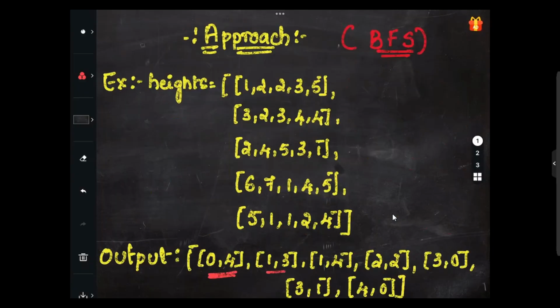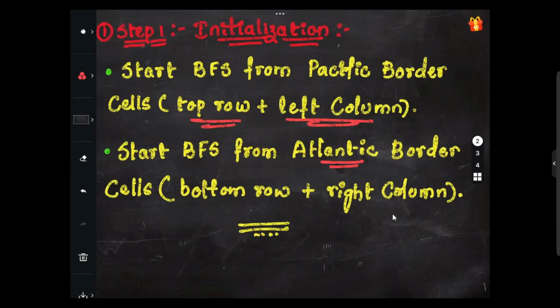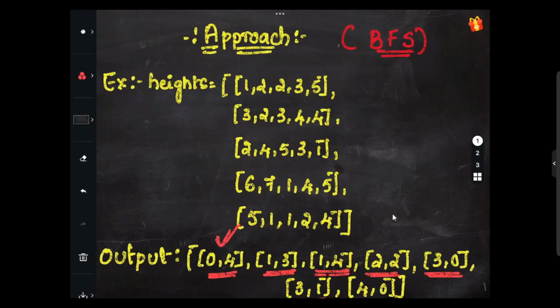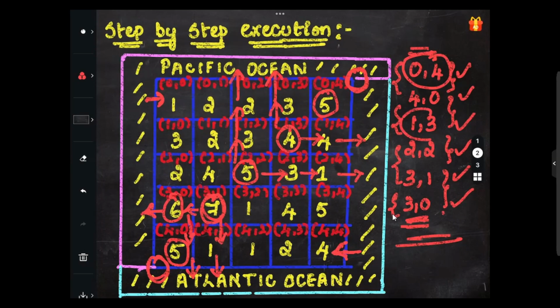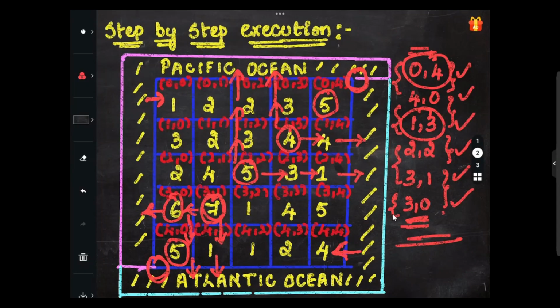So here you can clearly see 0, 4, 1, 3, 1, 4, 2, 2, 3, 0, 3, 1 and 4, 0. So let's check here. 0, 4 is present here. In this case we got 0, 4 here. This is fine. So the next one is 1, 3. Whether 1, 3 is present here? So here this is present 1, 3, right? So 1, 4 is present. Yes, 1, 4 is present somewhere. So I didn't include 1, 4 here. Sorry, this one I forgot, I think.